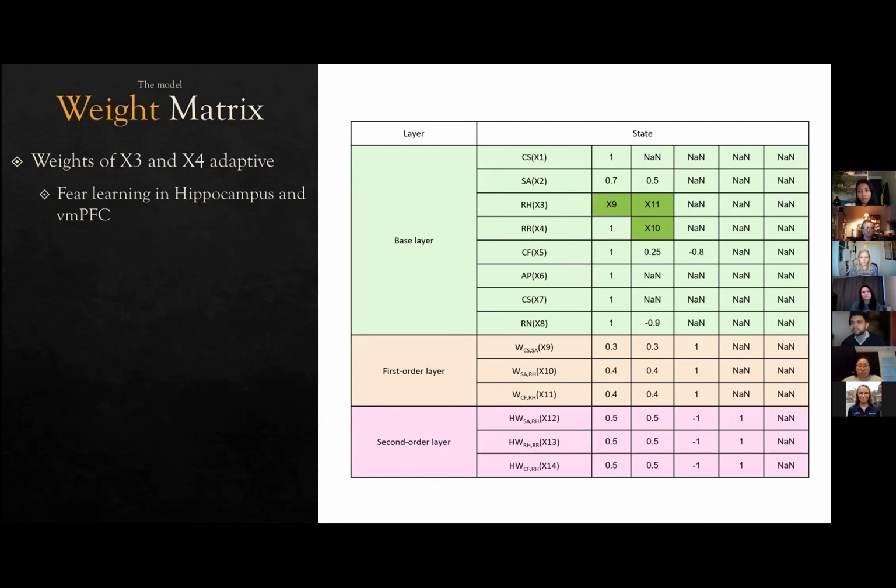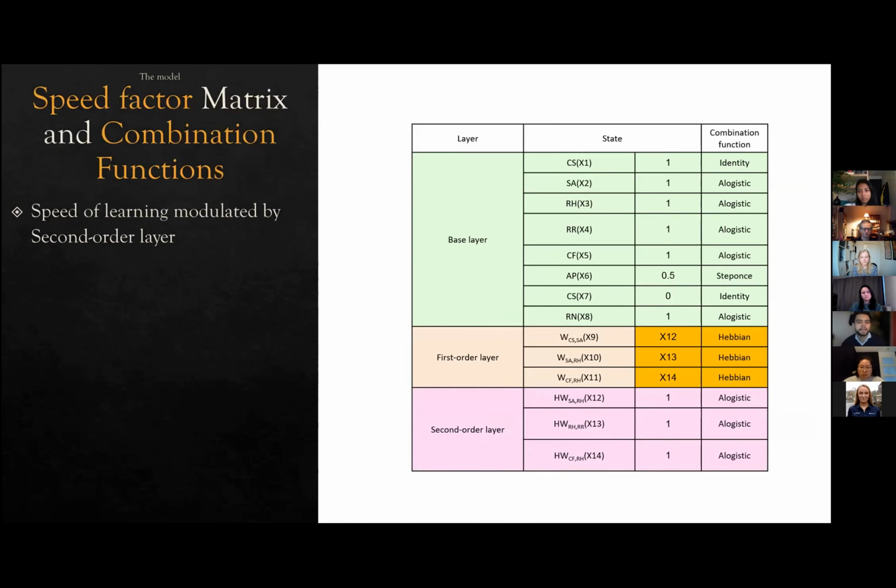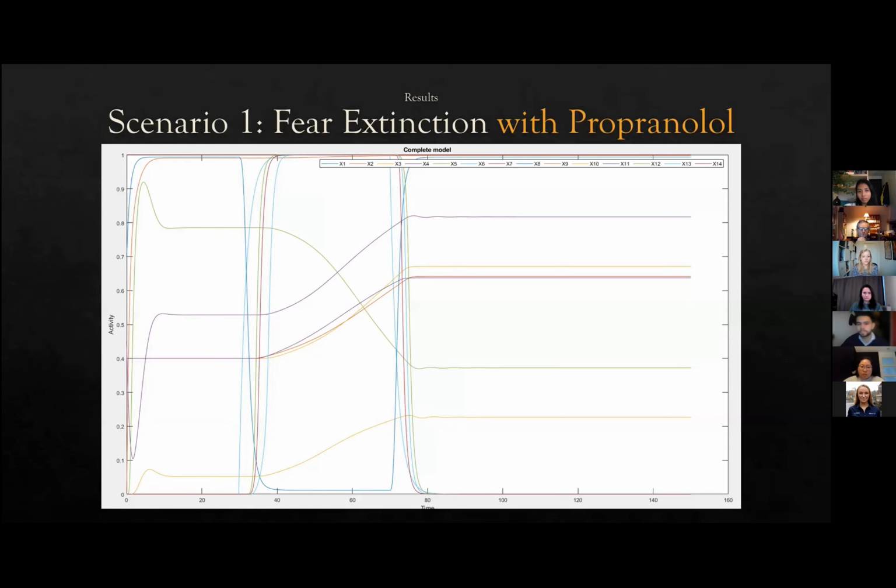Moving on to the weight matrix. So the weights of X3 and 4 are adaptive, once again, as they are involved in fear learning. And looking at the speed factors and the combination functions, those are once again modulated by the second order layer. So let's look at the different scenarios that this model gives.